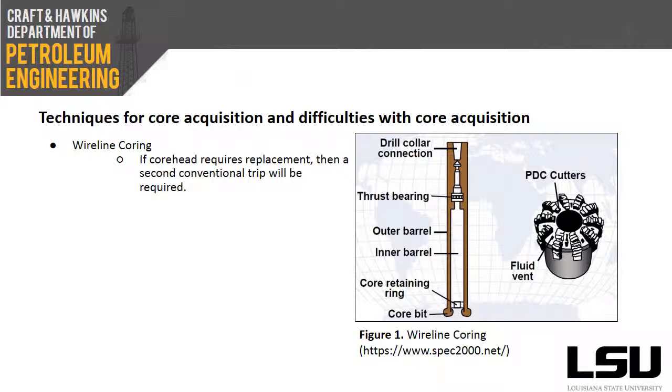Wireline coring involves using a core head and an outer barrel system run down the well attached to a standard drill string. The inner assembly is then run in and locked into place in the outer barrel. On completion of coring, the core is retrieved by the inner barrel of the wireline system. The disadvantage of wireline coring is the requirement of an additional conventional trip in the case of the core head needing to be replaced.